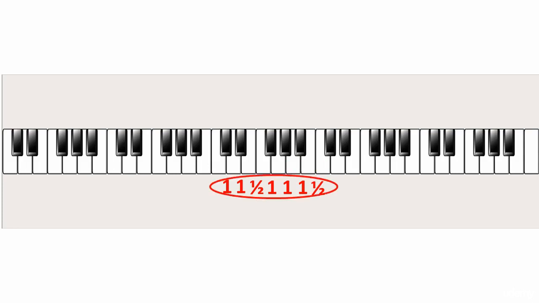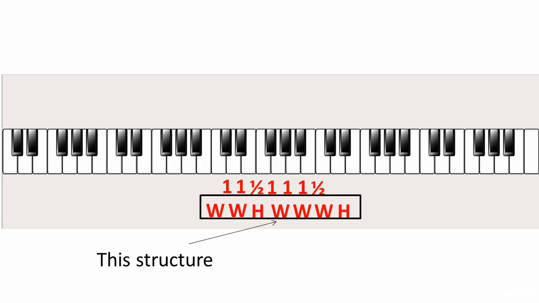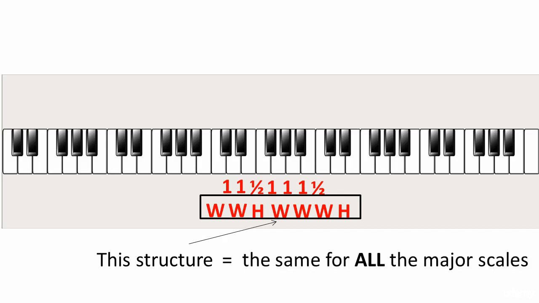So we see the following structure for the C major scale: 1, 1, a half, 1, 1, 1, a half. You can also write whole tone, whole tone, halftone, whole tone, whole tone, whole tone, halftone. Now this structure is the structure for all the major scales. It's the same not only for C major. So it's very important to remember this structure because we will use it to find all the other major scales.